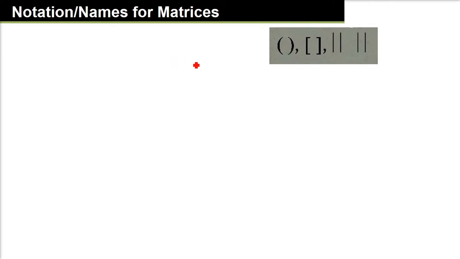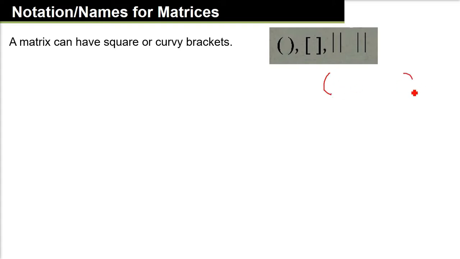So what are the notations and names for matrices? First, they are always written in capital letters. A matrix can have square or curvy brackets. It can have parallel lines also. For example, this one and these straight lines. So in either way you can represent a matrix. It depends totally on what notation you follow.